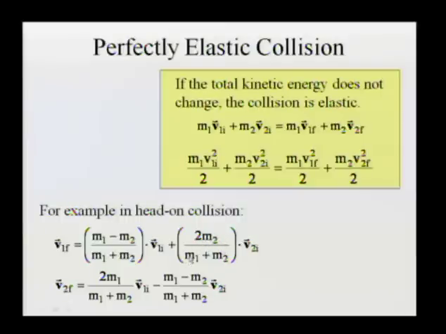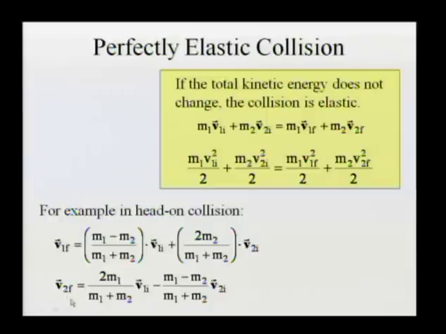M2 is much smaller than M1, right? So this is 0. So we get that the final velocity of Jupiter is equal to the initial velocity of Jupiter. Do you see that? Now let's take a look at what happens with the spacecraft.